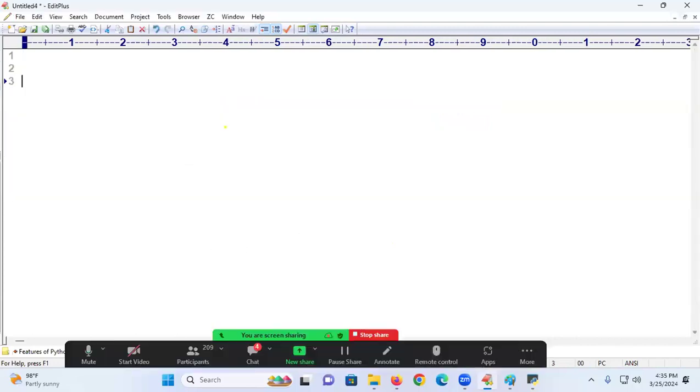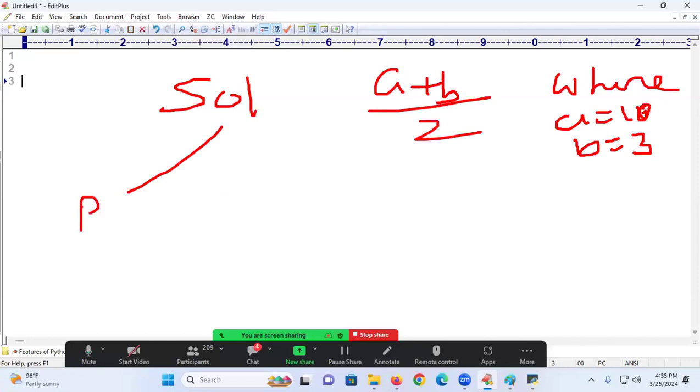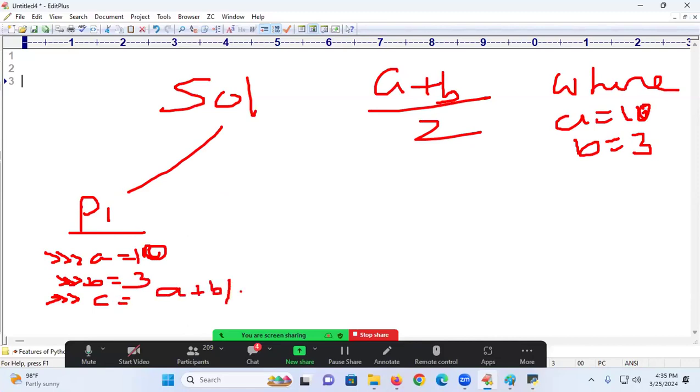Solve, I am writing here, carefully follow. Solve a plus b by 2, where a is 10 and b is 3. One of the programmers, P1, has written a logic as what? A is 10, and next B is 3. And writing here, students, C is equal to what? A plus B by 3, A plus B by 3 written. This is the way one programmer has written it.